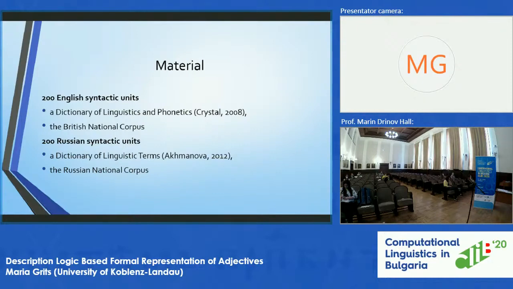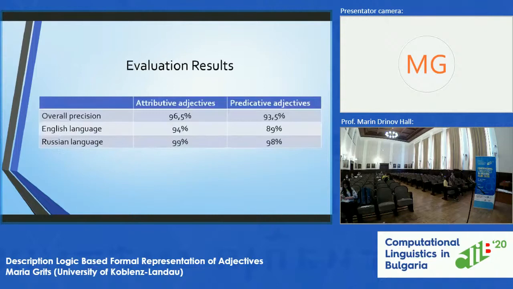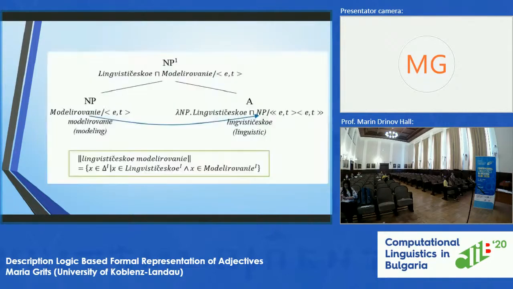In order to test the proposed system of rules, 400 syntactic units containing adjectives were retrieved and formalized. Attributive and predicative adjectives were equally represented in both languages. The precision of formalization rules for both attributive and predicative adjectives is high. It means around 90% and above. Now I'm moving to rules and examples.